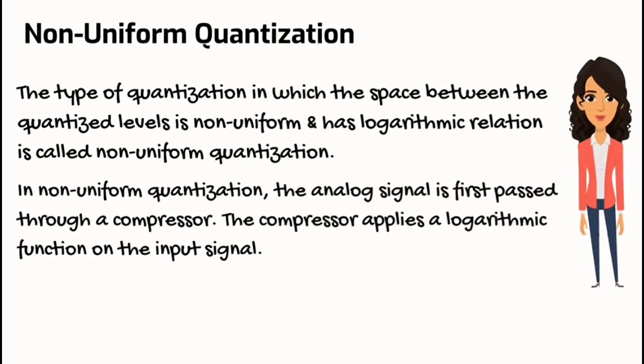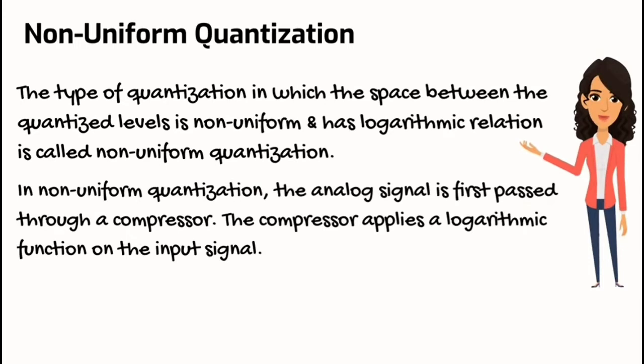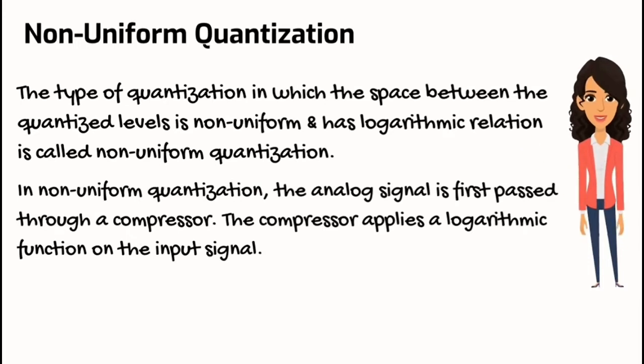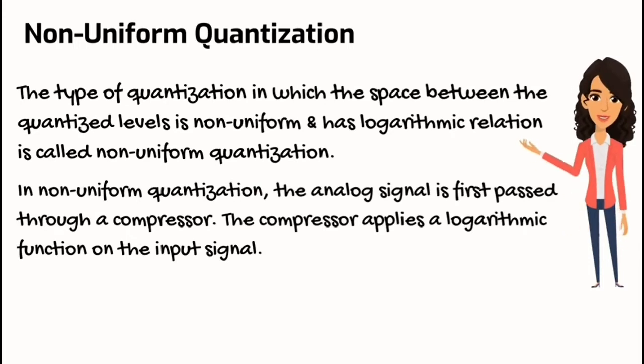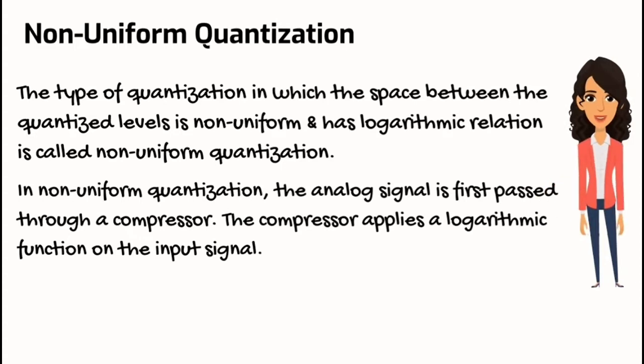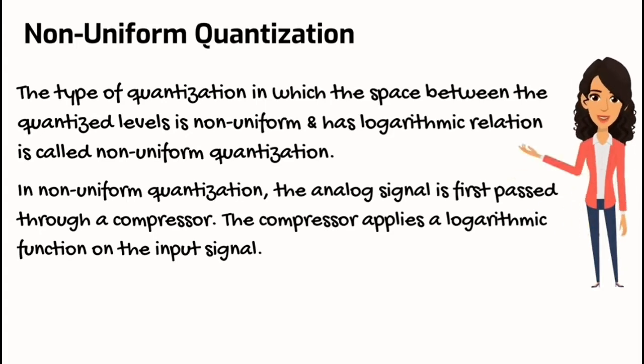The type of quantization in which the space between the quantized levels is non-uniform and has logarithmic relation is called non-uniform quantization. In this, the analog signal is first passed through a compressor. The compressor applies a logarithmic function on the input signal. The input signal has a high difference between its low and high amplitude.